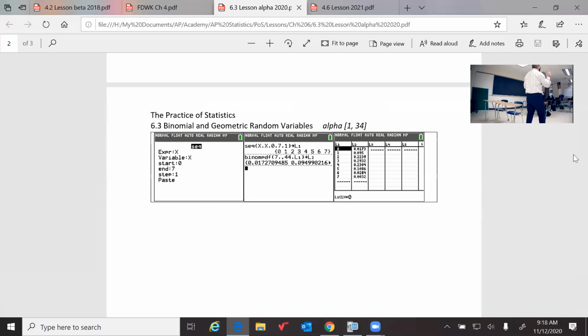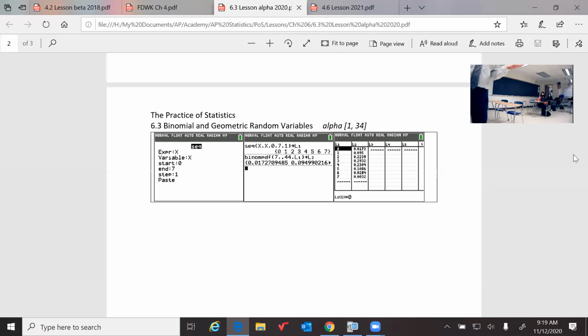Because it meets those bullet points. Is it binary? Yes, the elk lives or dies. Is it independent? Yeah, the fact that one elk lives doesn't affect the next elk. Is the probability fixed in advance? 44%, and it says that there's 7 to choose from. So yes, it meets that criteria. So we can do this on the calculator.